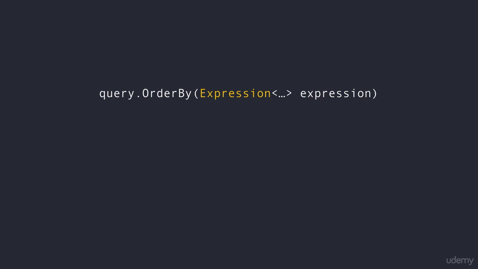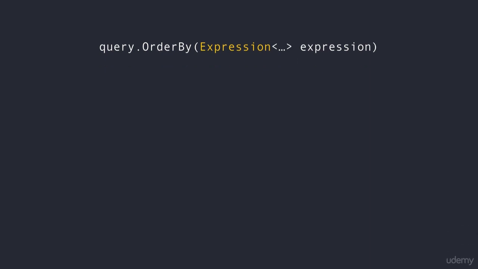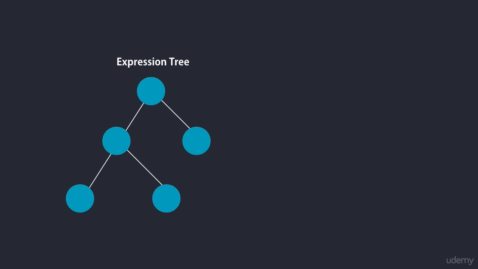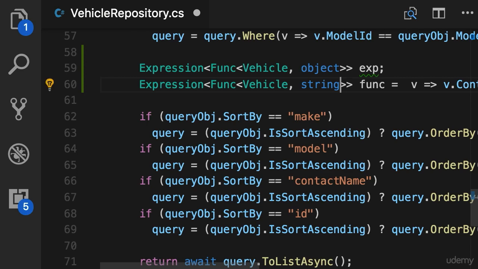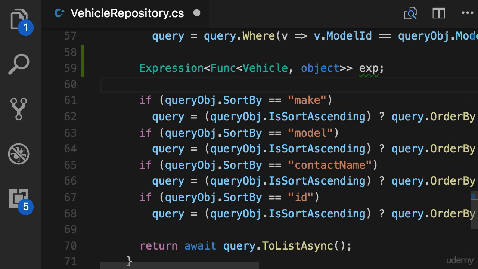And if you look at the signature of LINQ extension methods, like OrderBy, Where, and so on, you can see all these methods get an expression. With these expressions, we can build an expression tree. So we can represent some logic using an expression tree. Then at runtime, the LINQ provider is going to look at this expression tree and convert this logic into SQL statements. Now here, I would like to change string to object so we can reference any properties of the vehicle, not just string properties. Okay? So let's delete this.